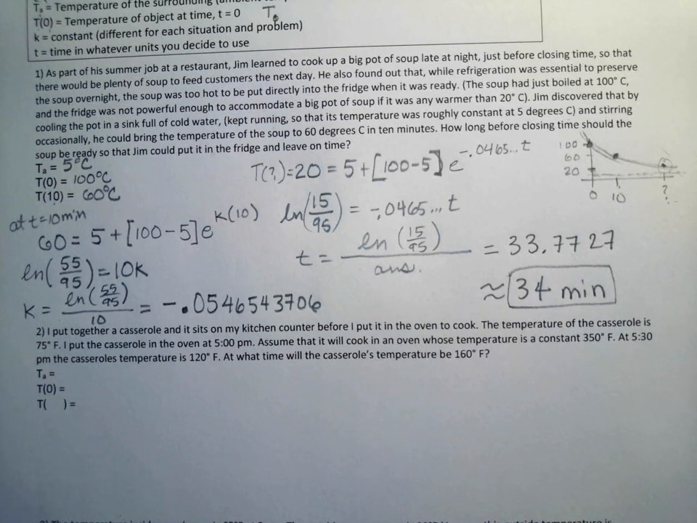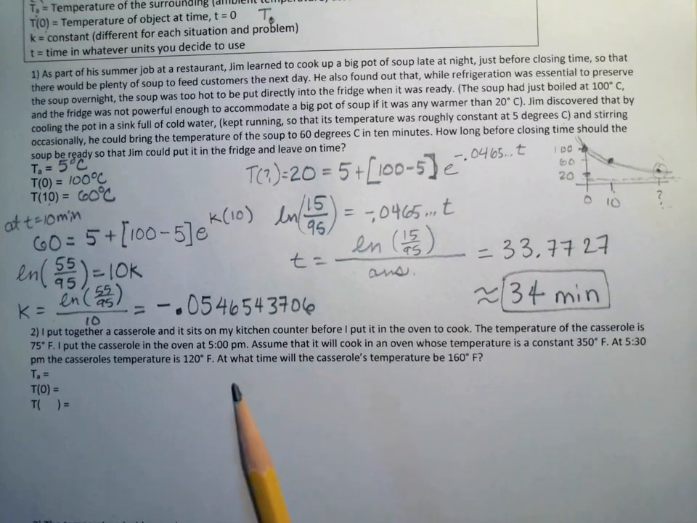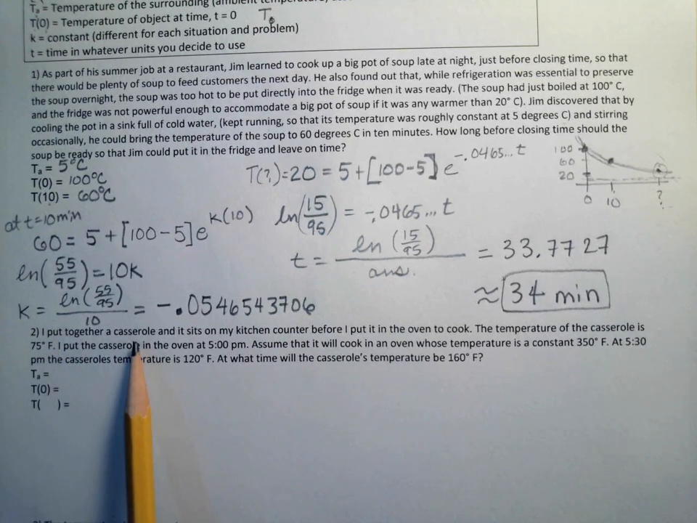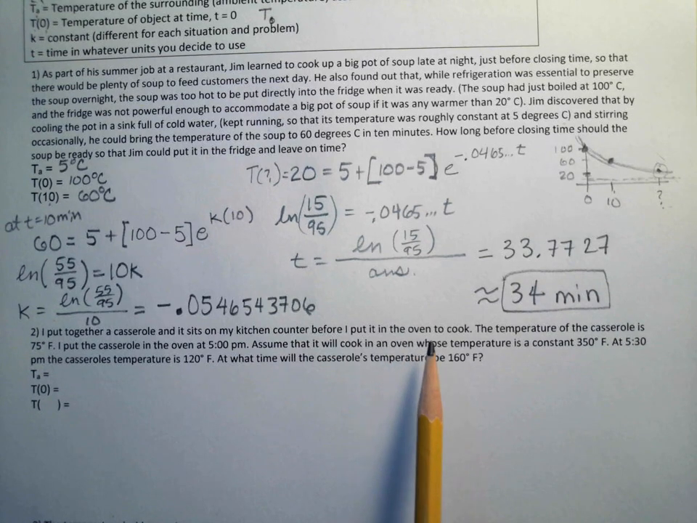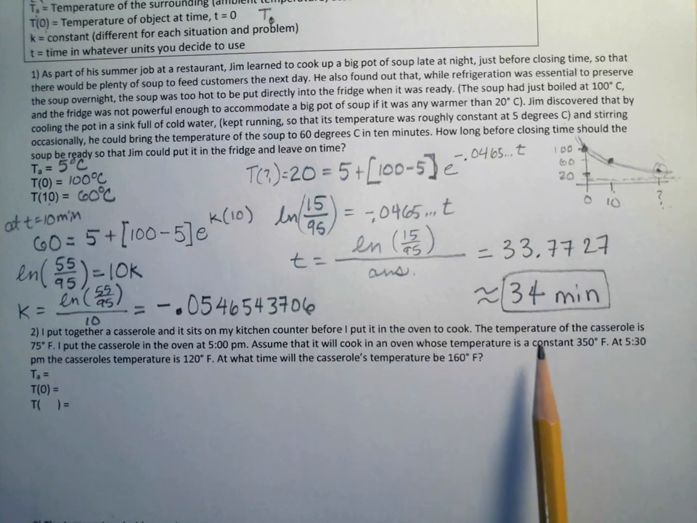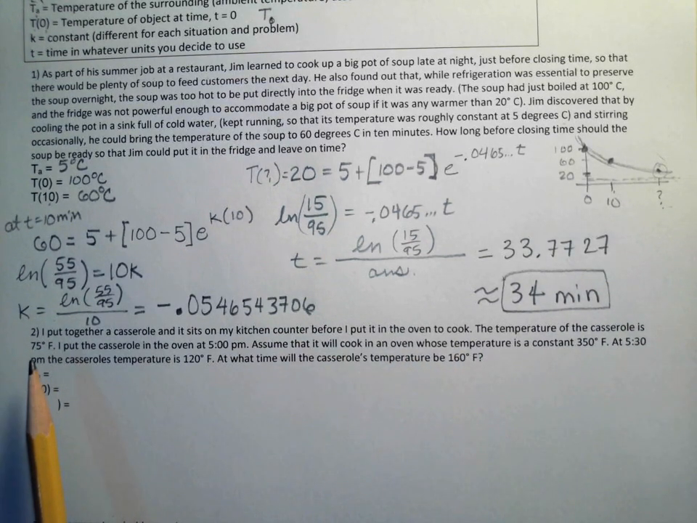So honestly, the very first time I looked at a problem like this, where we're putting a casserole in the oven, let's just read through it. I put together a casserole, and it sits on my kitchen counter before I put it into the oven to cook. All right, so the temperature of the casserole is 75 degrees, because that's the temperature in my kitchen. So it's sitting on the counter. I assembled it from all these pieces that were 75 degrees. So the thing is sitting there, it's 75 degrees.